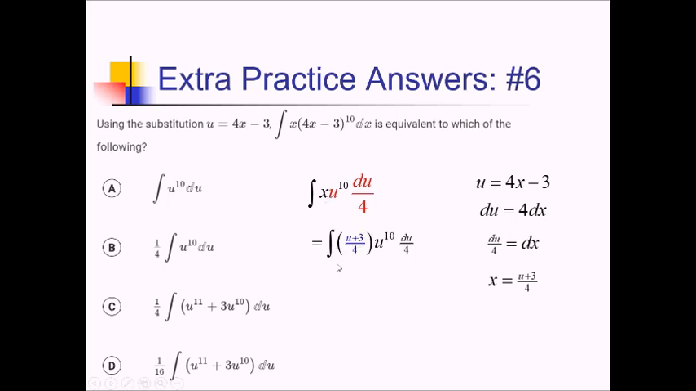This doesn't match any of the answer choices either, but it at least only has u's in there. So now we can try to kind of untangle this and turn this into something we see over there. So we have a 4 in the denominator over here and also over here. I can multiply those together and take out a 1/16 from the whole thing. And then inside I have a u plus 3 in parentheses still times u to the 10th. Distributing that out, we can write u to the 11th plus 3u to the 10th. And then I still have that du hanging out. So this is going to end up being answer choice D.